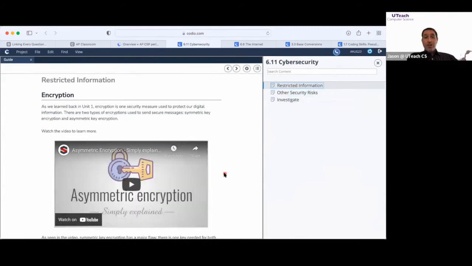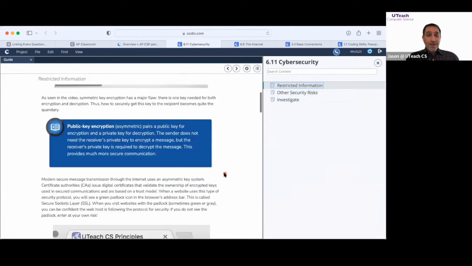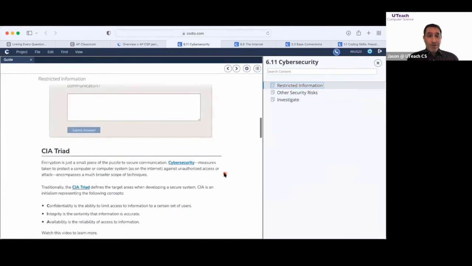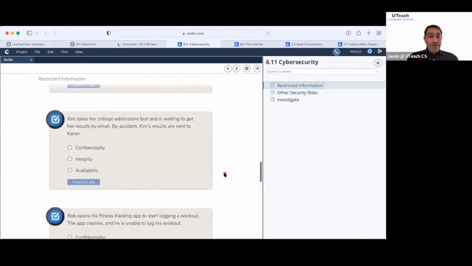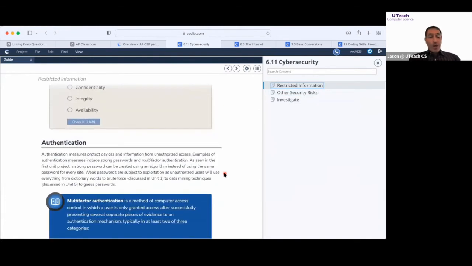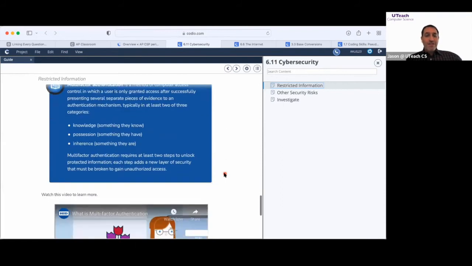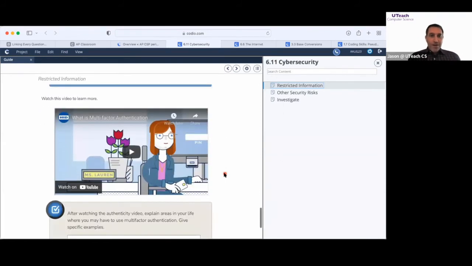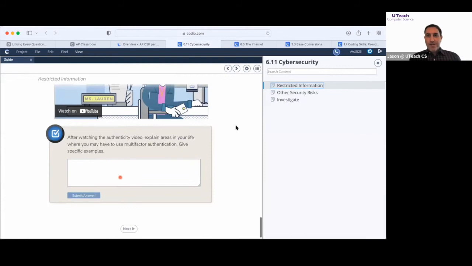We start off by talking about asymmetric encryption and symmetric encryption. There's a video on it right here. That's going to be tested. Okay, we talk about public key encryption. All right, and we even provide the students with questions built into these assignments. So it's actually preparing them for the exam without even using the AP Classroom. We're going to talk about multi-factor authentication. All right, we have a video about it over here.